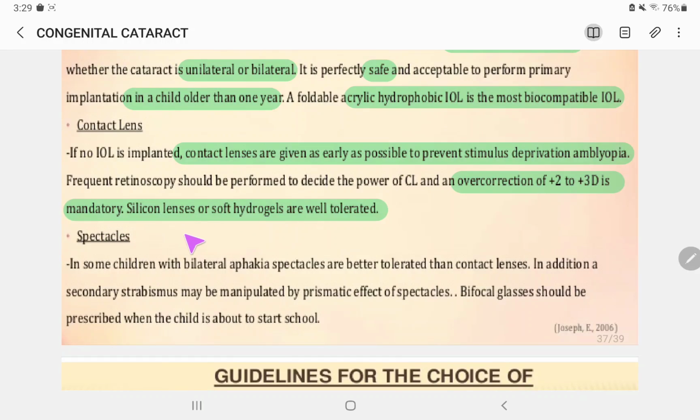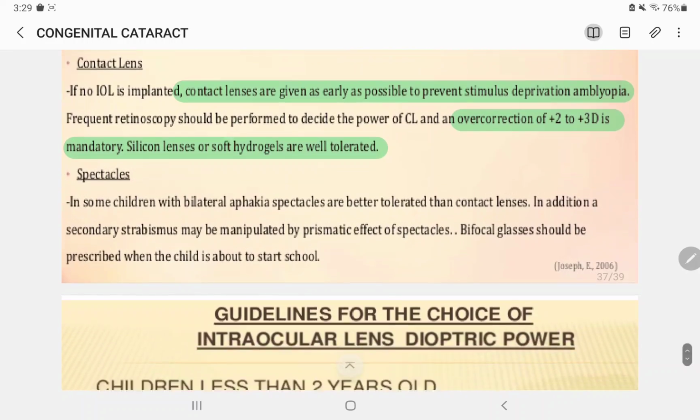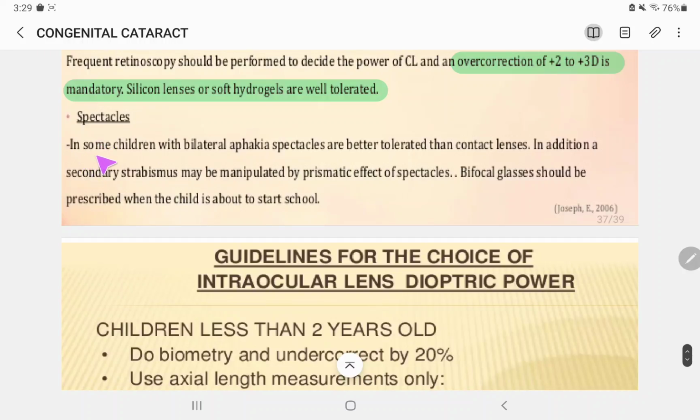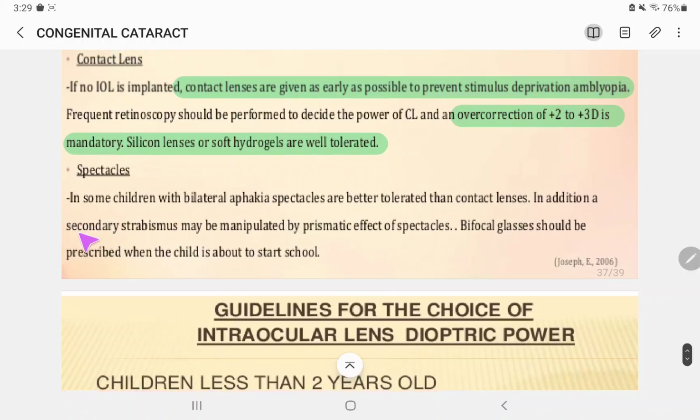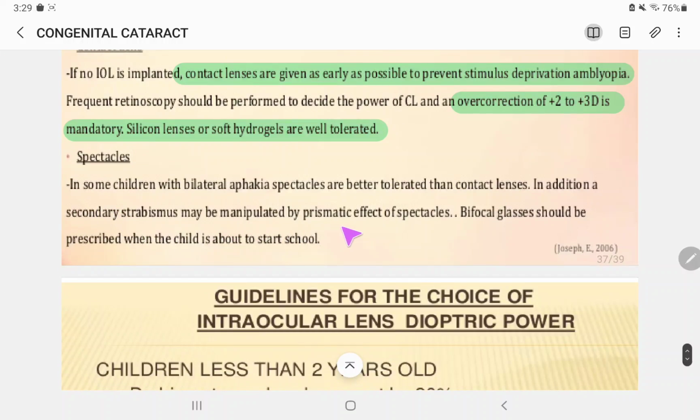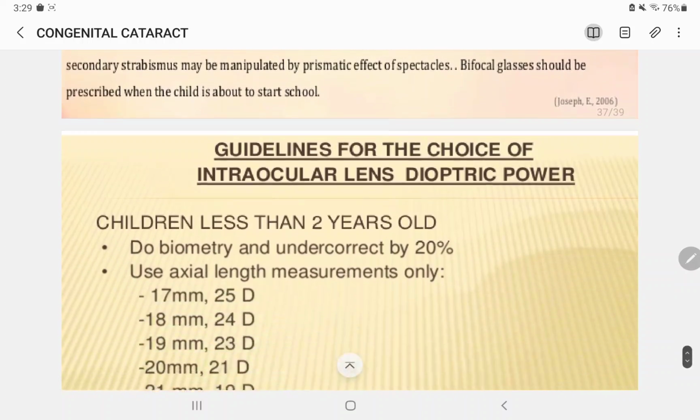Contact lenses, either silicone or soft hydrogel, are well tolerated. Spectacles: in some children with bilateral aphakia, spectacles are better tolerated than contact lenses. So some children can tolerate spectacles very easily in bilateral cases. In addition, a secondary strabismus may be manipulated by the prismatic effect of the spectacles. Bifocal glasses should be prescribed when the child is about to start school.